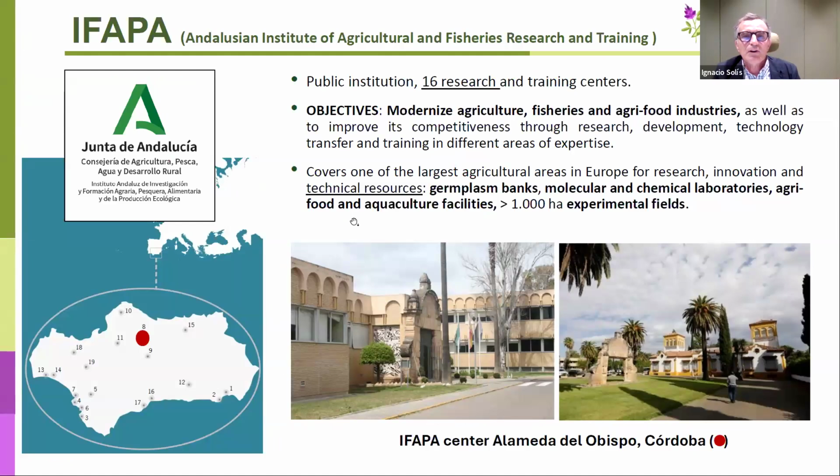This is one slide of each one of the actors of this collaboration. At the beginning of the chain, the IFAPA, a public institution for agricultural research in Andalusia. The main stations are in Cordoba, but they have a lot of training and research centers, 16. More than 1,000 hectares of experimental fields. They have germplasm banks, molecular and chemical laboratories, a lot of facilities.